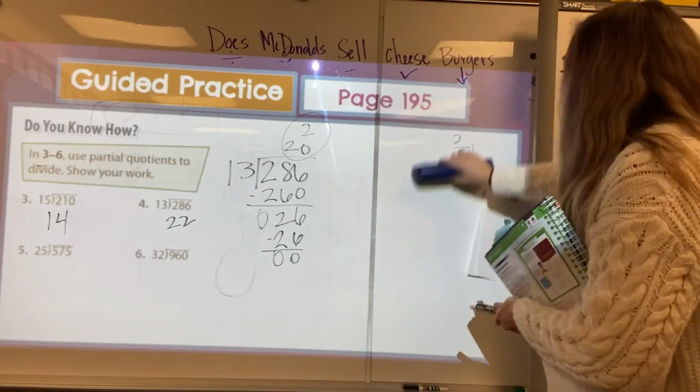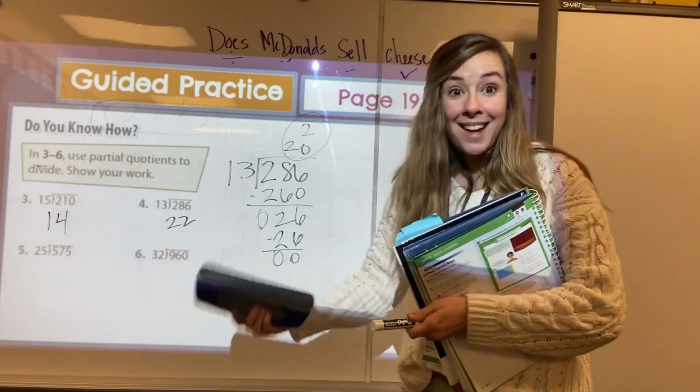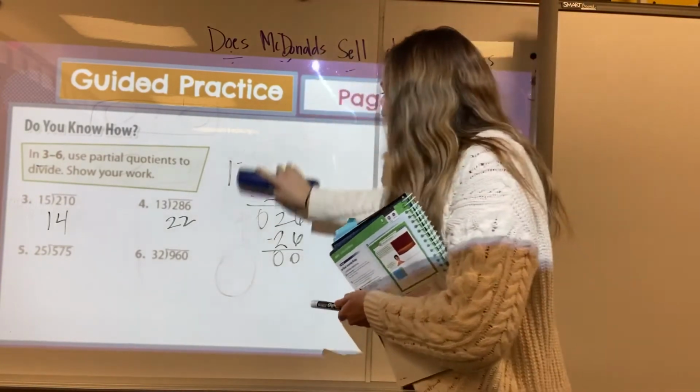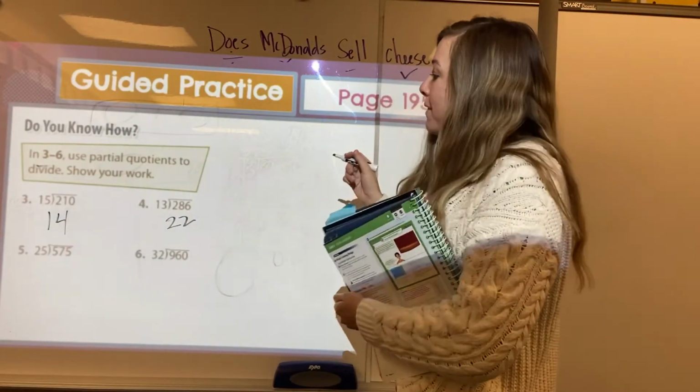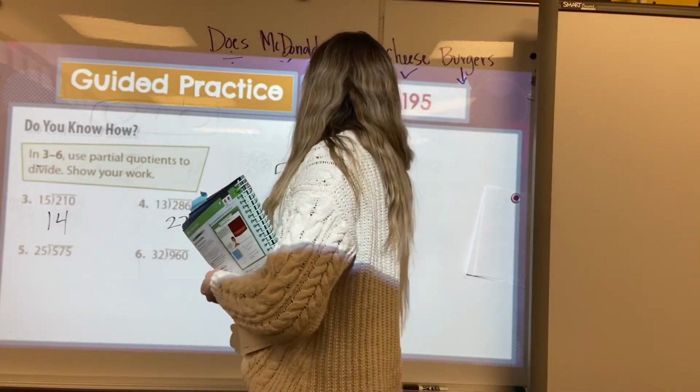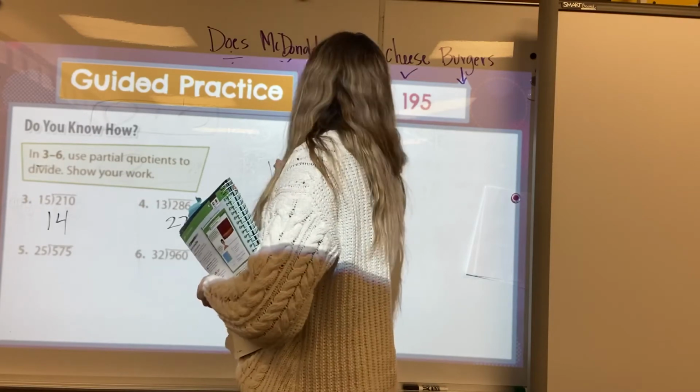Okay, let's do it one more way because we can. All the ways, that can't confuse you guys, right? We have 575 divided by 25.